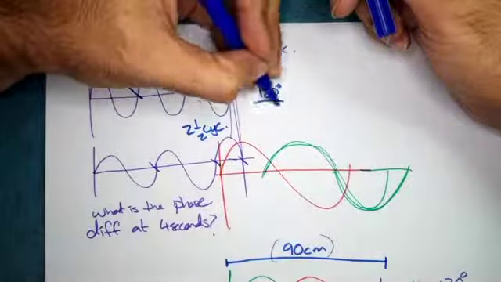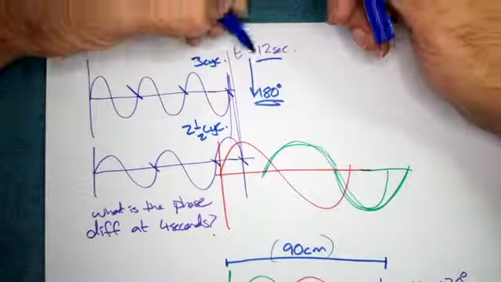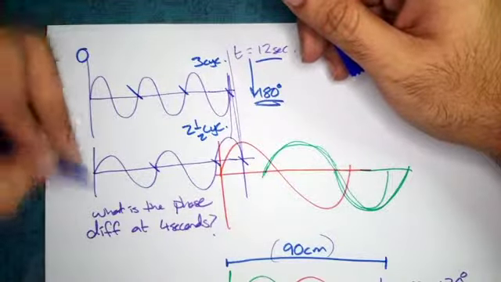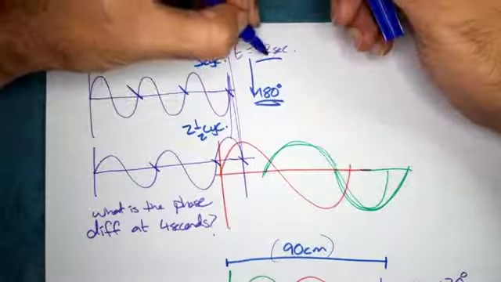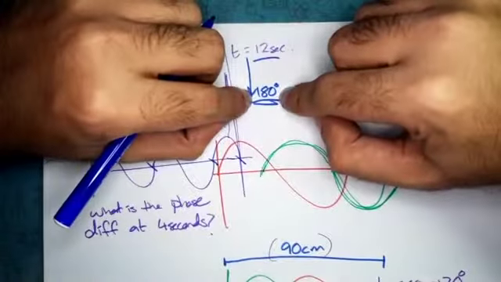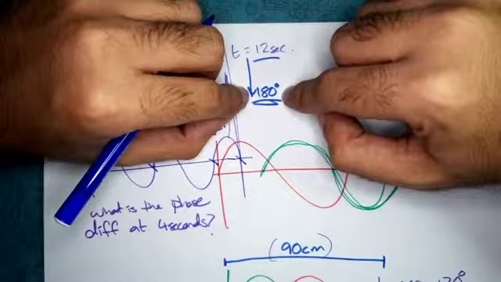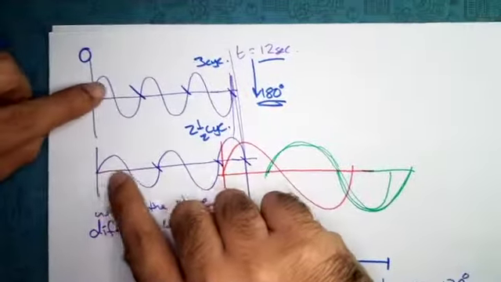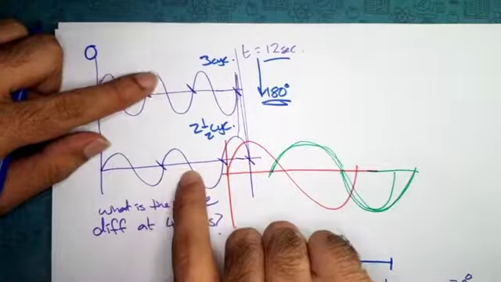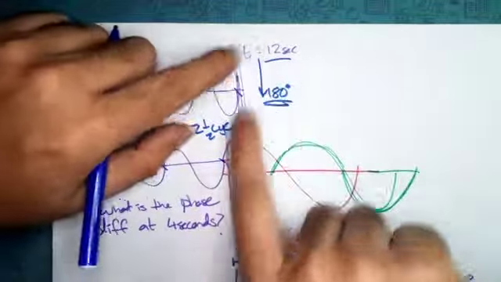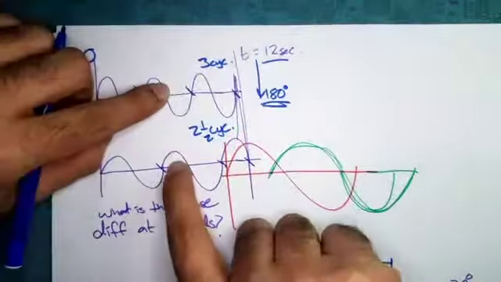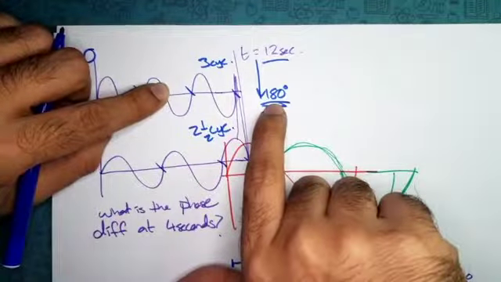So now, if 12 seconds causes 180 degrees, at 0 seconds they were in phase. That's what our diagram is showing. So at half the time it would have been at 90. Slowly from 0 the phase difference increased as it went along, reaching 180 after 12 seconds. So if it was at 6 seconds, you would have seen a phase difference of 90 degrees.